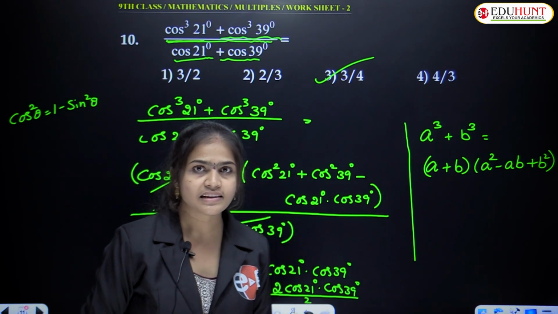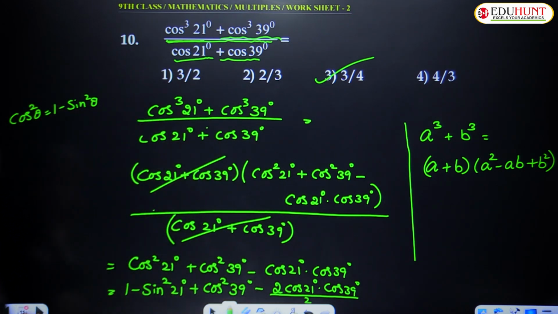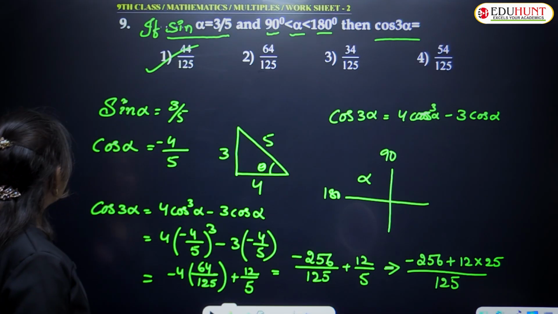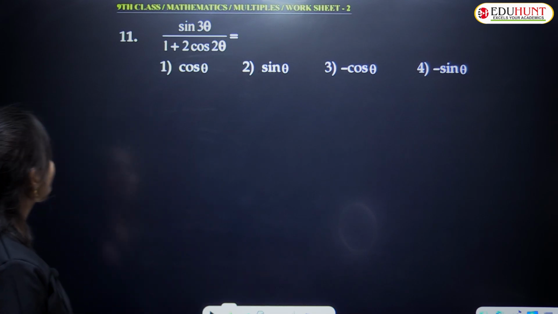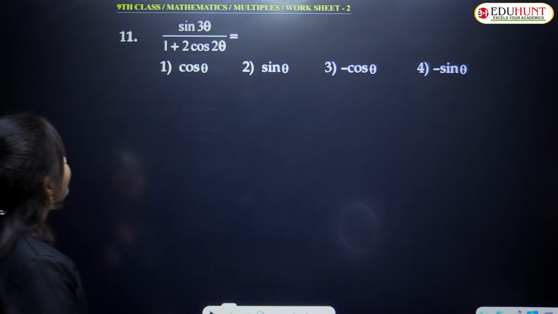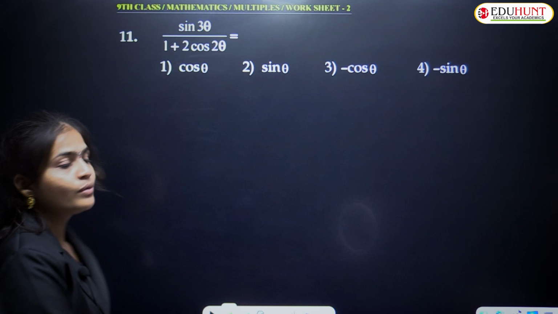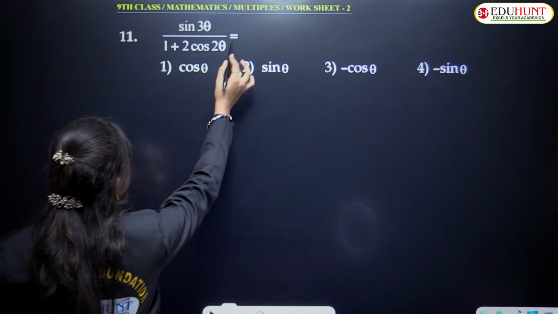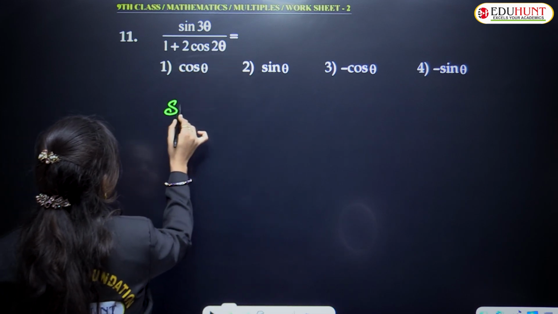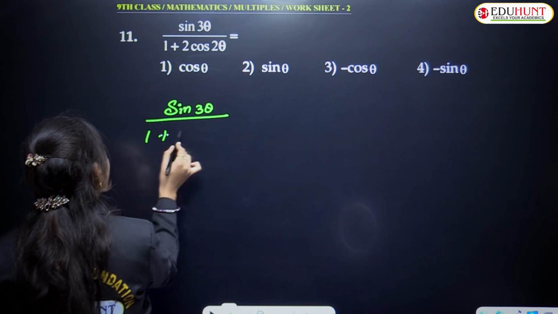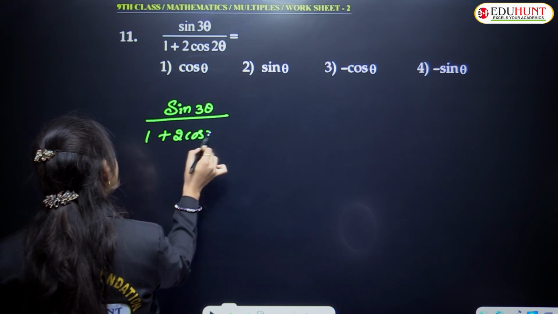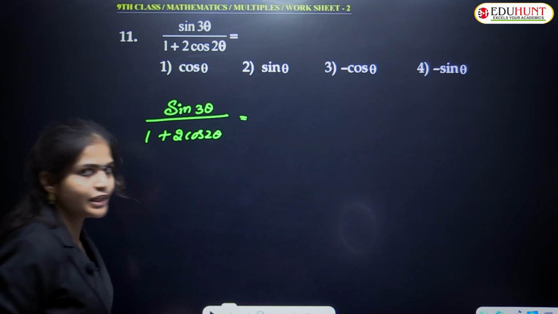Okay, so let us see the next question, the 11th one. So what is that 11th question? Sin 3 theta by 1 plus 2 cos 2 theta. So here sin 3 theta by 1 plus 2 cos 2 theta. Okay, this value we need to find out.